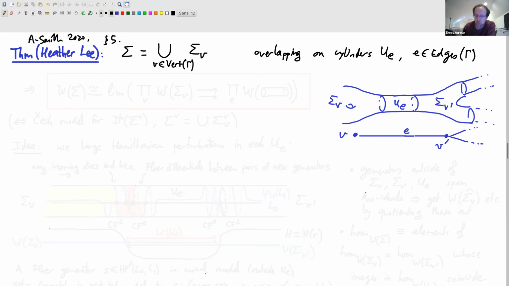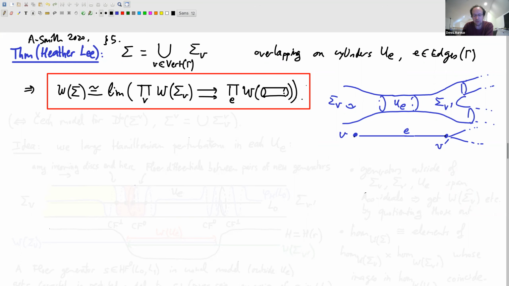Okay, so the statement is, I have a bunch of pieces. In her case, these are pairs of pants, but you could take any Riemann surface that's not a disk. Disk is the only thing that's forbidden. And they overlap with each other along cylindrical legs. And so we can encode that by a graph, if that makes you feel happy. There are vertices for the pieces and edges for the overlaps.